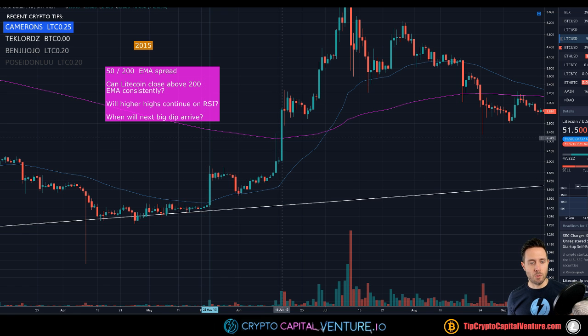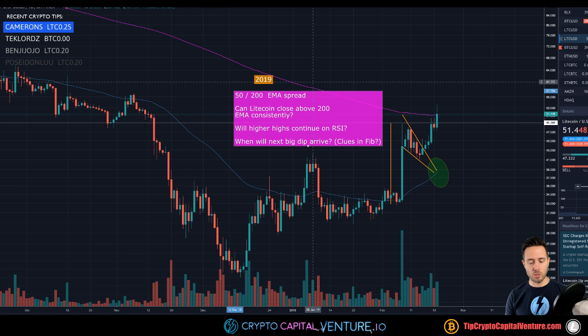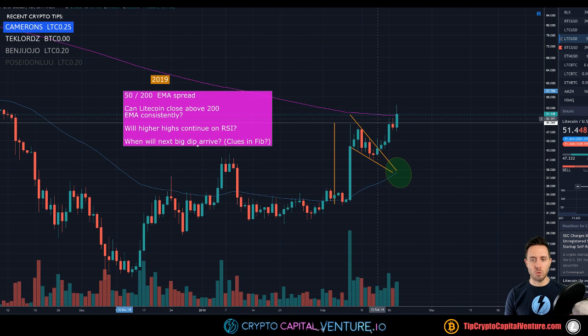2, we're going to ask the question: can Litecoin close above the 200 EMA consistently? I think a more important question is, can Litecoin close above the 50 EMA, the blue line, consistently? But now that we're on the 2019 chart, we're testing the 200 EMA up here, and it's a good question to ask. If we get a daily close above the 200 EMA, we want to watch, can Litecoin close and stay above the 200 EMA consistently, that pink line.